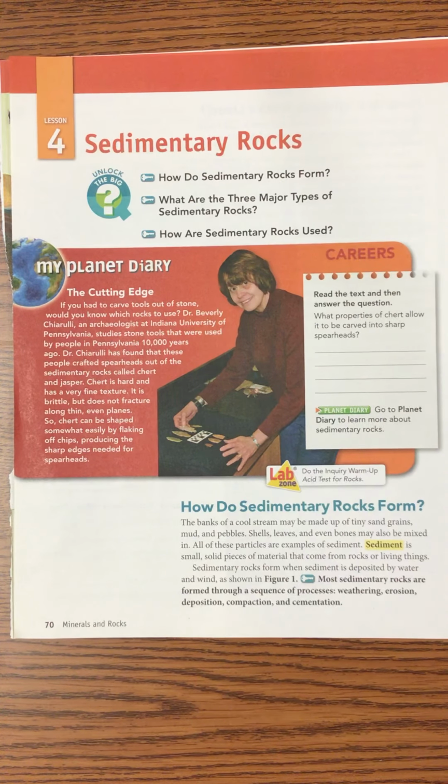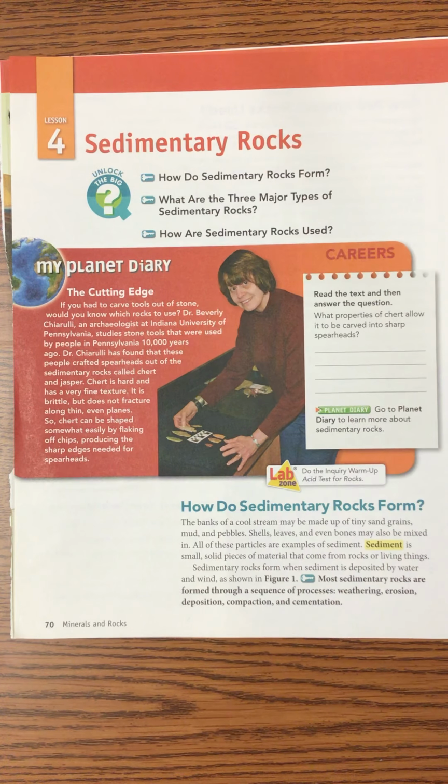The banks of a cool stream may be made up of tiny grains, mud, and pebbles. Shells, leaves, and even bones may also be mixed in. All of these particles are examples of sediment. Think of the crumbs on your kitchen table when you're done eating. Sediment is small solid pieces of material that come from rocks or living things.